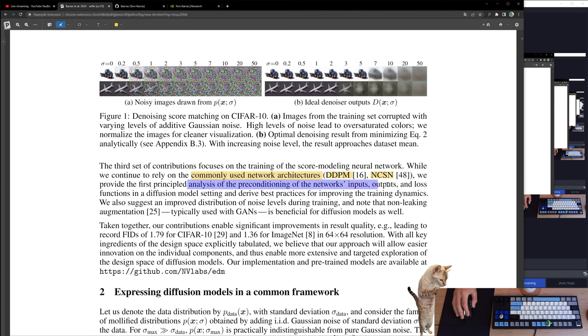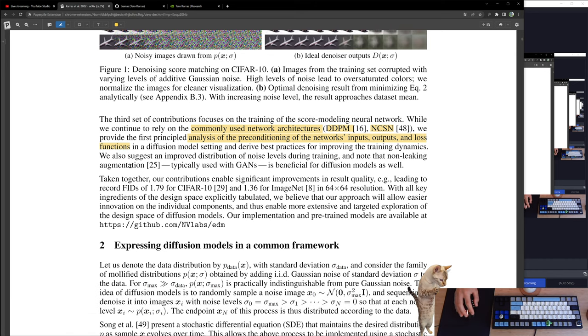Analysis of the preconditioning of the inputs, outputs, and loss functions. Note that non-leaking augmentation, typically used with GANs, is beneficial for diffusion models as well. Our approach will allow for easier innovation on the individual components and thus enable more extensive and targeted exploration of the design space of diffusion models.